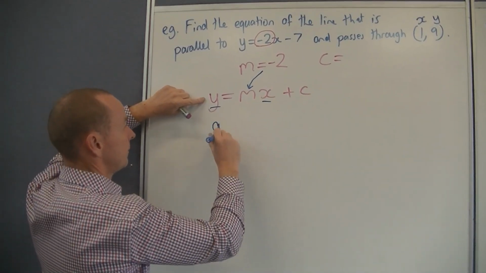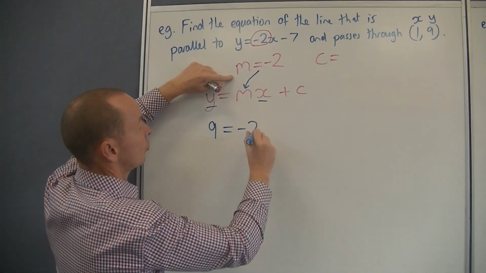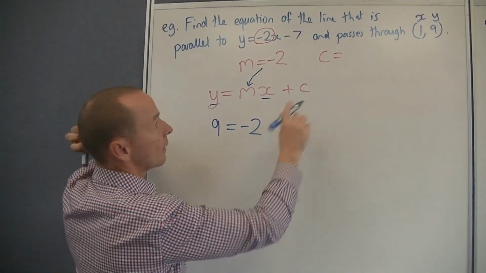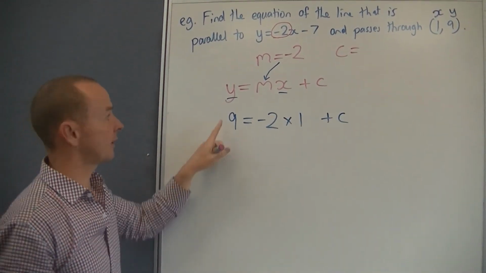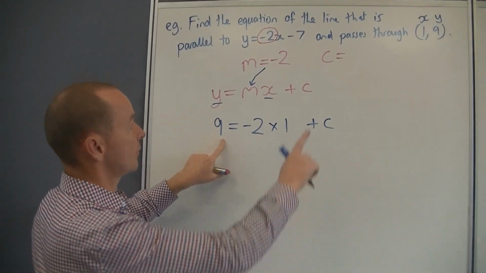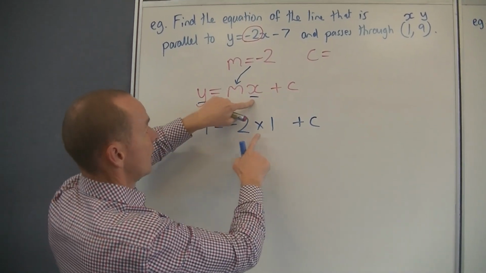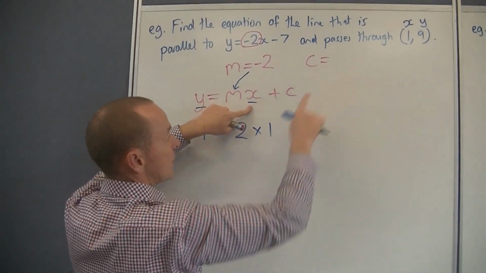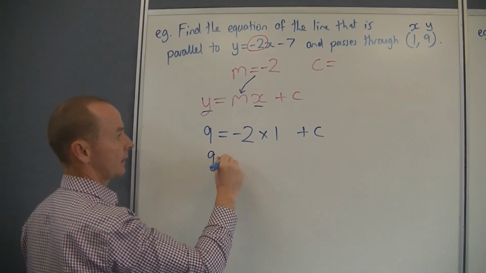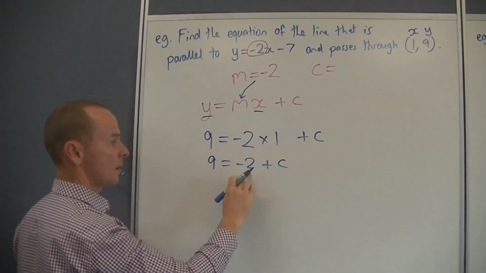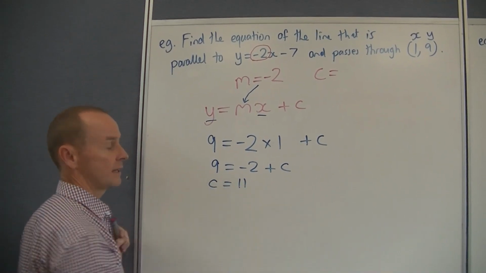y is 9. So 9 equals -2 times x, which is 1, plus c. Can everyone see what I've done? I've substituted y in. y is 9. m is -2. And x is up there as 1, and then it's plus c. So solve this. 9 equals -2 plus c, plus 2 to both sides. You get c is 11.